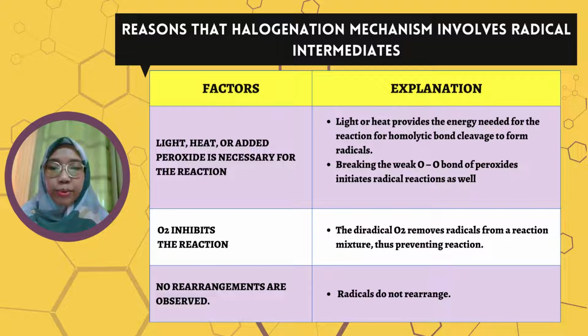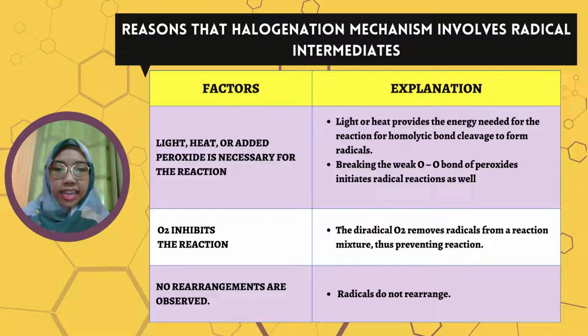There are three reasons that support this theory. The first reason is that UV light, heat, or added peroxide is necessary for the reaction. Light or heat provides the energy needed for homolytic bond cleavage to form radicals. In addition, breaking the weak oxygen-oxygen bond of peroxide would initiate the radical reaction as well.